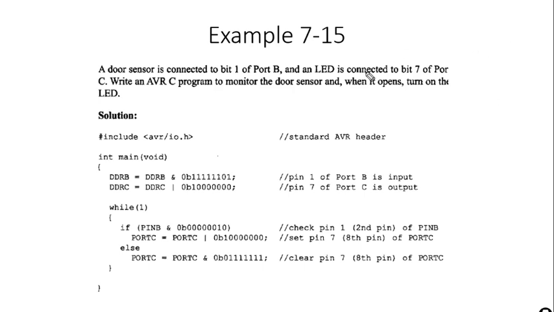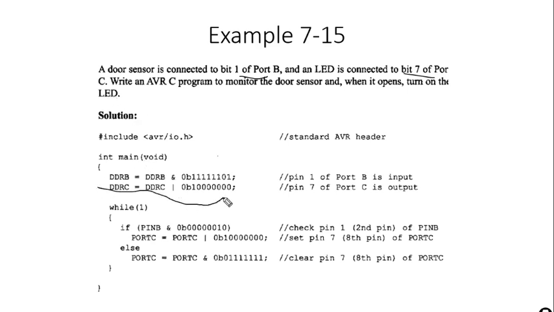Example 7.15. A door sensor is connected to bit 1 of port B. An LED is connected to bit 7 of port C. You have to write a program to monitor the door sensor, and whenever the door opens, turn on the LED.